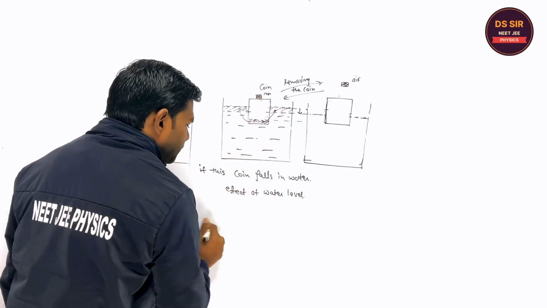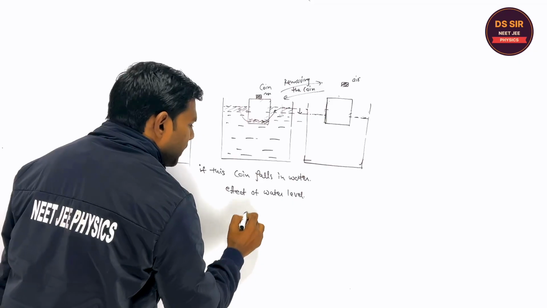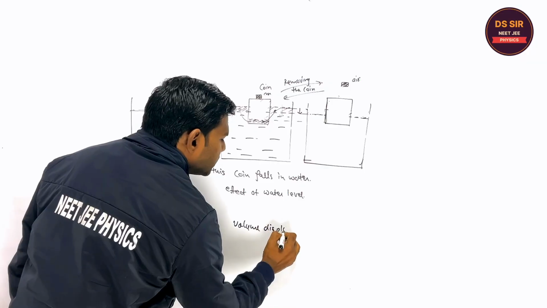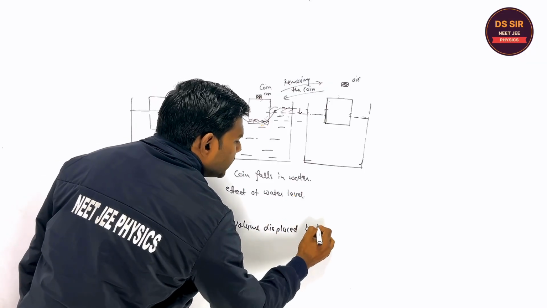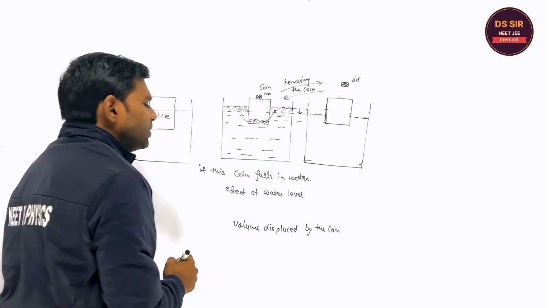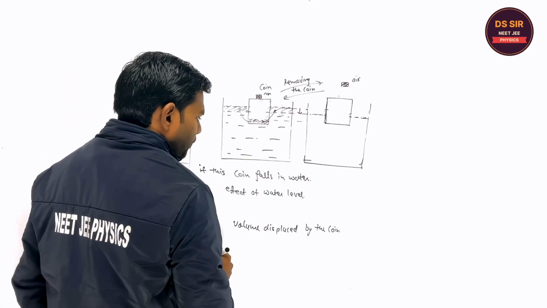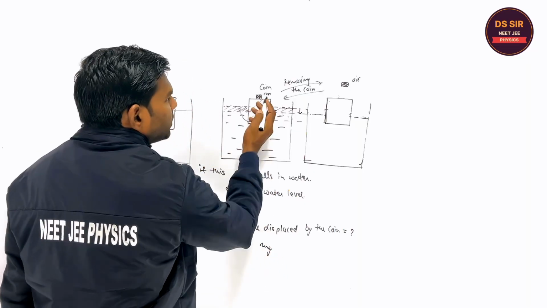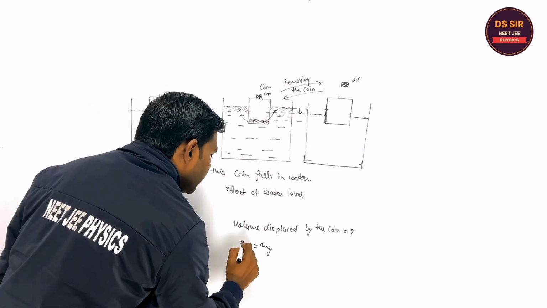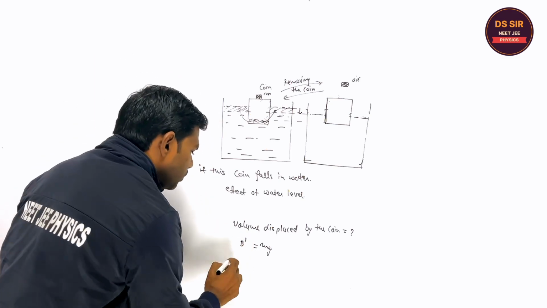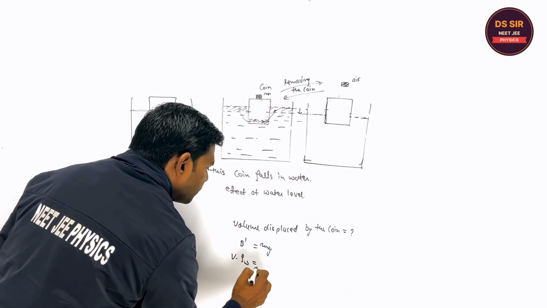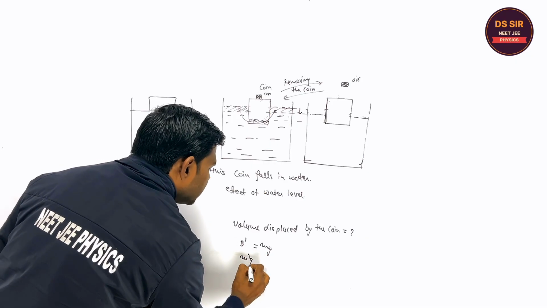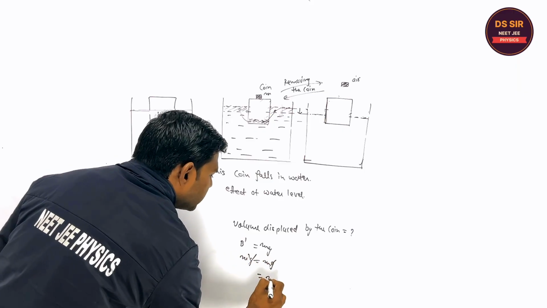So what is the condition? The mass mg is balanced by the buoyancy force from the volume displaced by the coin. What is the volume displaced by the coin? You have to find it, right? So you apply mg. The mg is balanced by the extra buoyancy force, and this buoyancy force is volume into density of water into g. I will write it this way: m'g is equal to mg. g will cancel out.